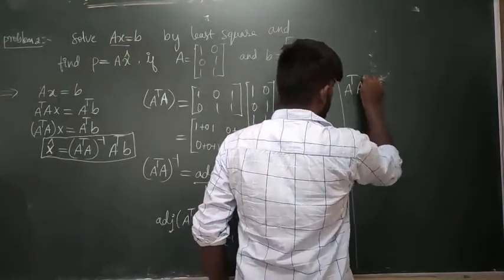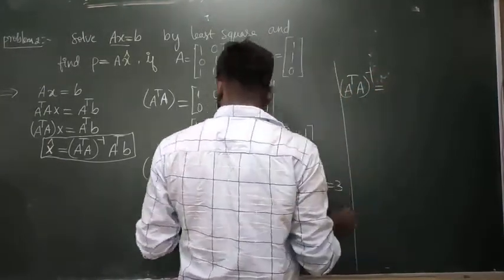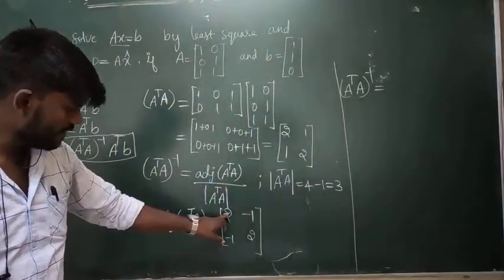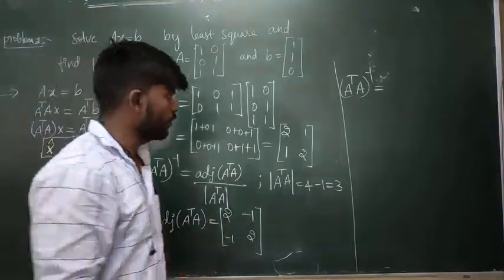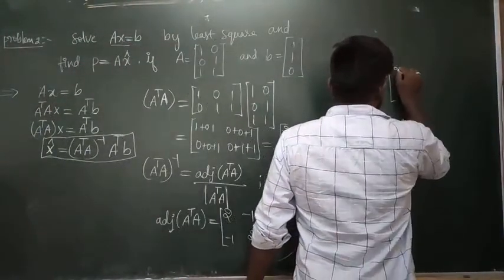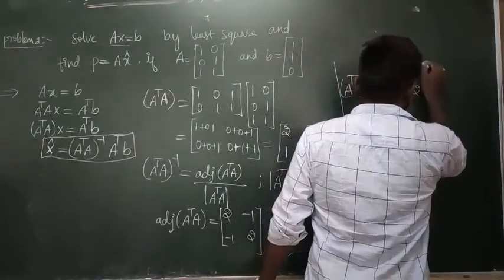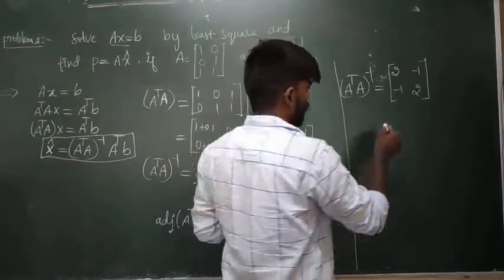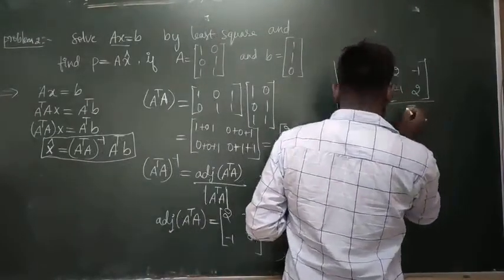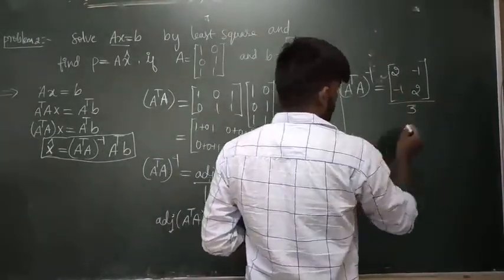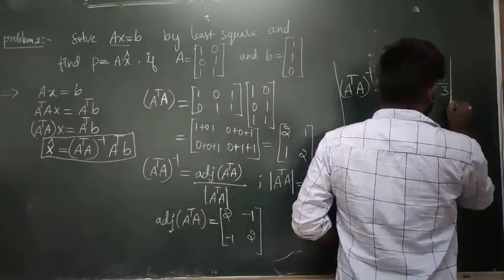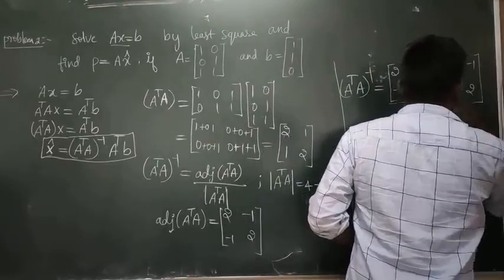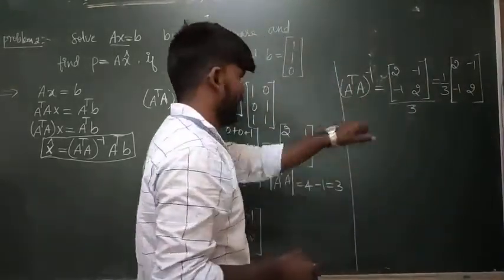The adjoint of A transpose A is the matrix [2 -1; -1 2], and the determinant of A transpose A is 3. Therefore, it becomes 1/3 times [2 -1; -1 2]. This is the inverse of A transpose A.